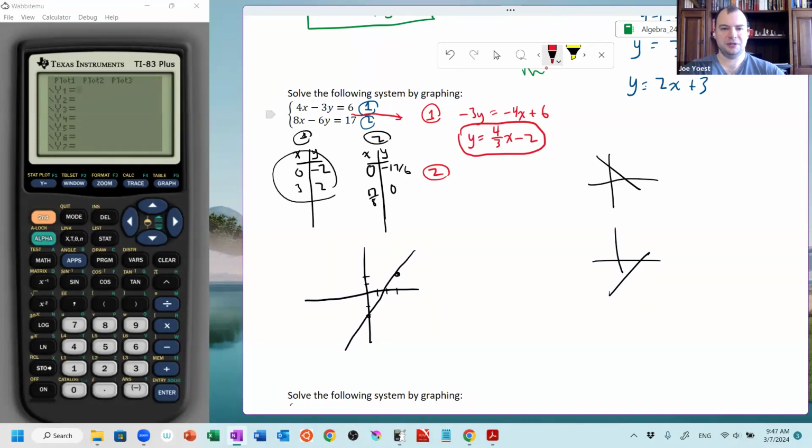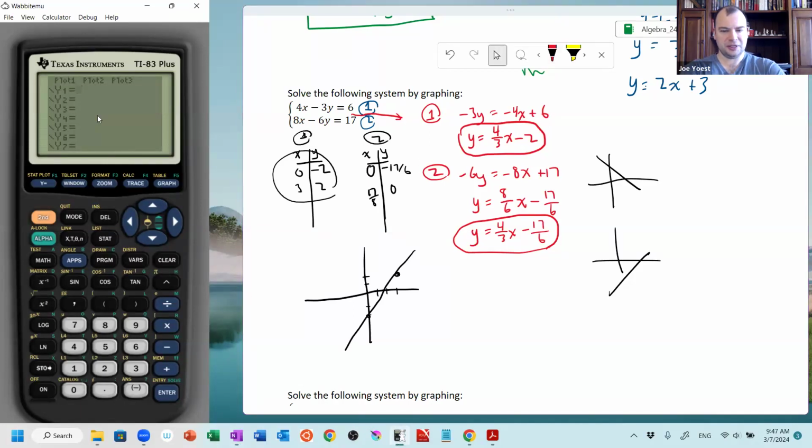Equation 2, I do something similar. I subtract 8x over. I divide through by -6. So this gives me 8/6 x, the negatives cancel, minus 17/6. Or I can simplify that 8/6 to 4/3. So this is equation 2.